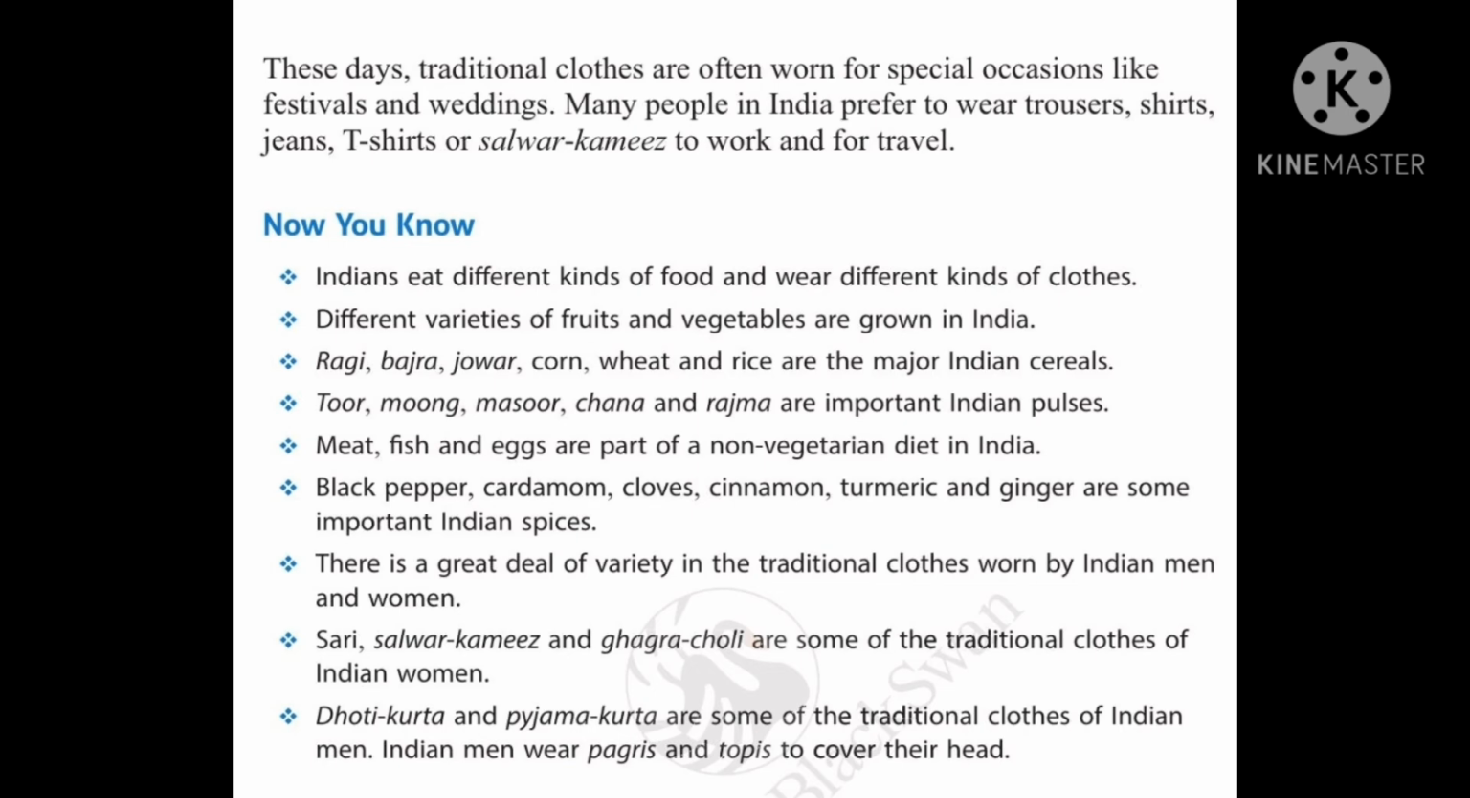Children, these days traditional clothes are often worn for special occasions like festivals and weddings. Many people in India prefer to wear trousers, shirts, jeans, t-shirts or salwar kameez to work and for travel. So children, today we have discussed about Indian clothing. Hope all of you have understood the topic very well.